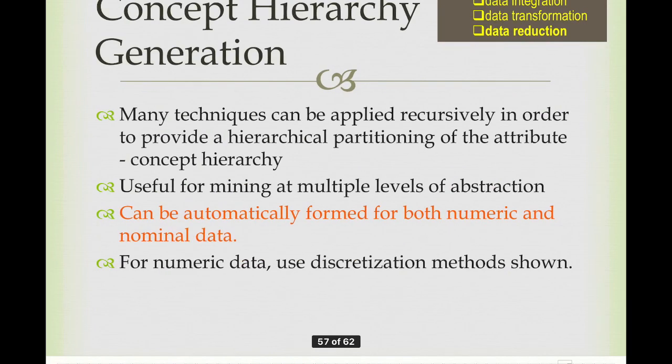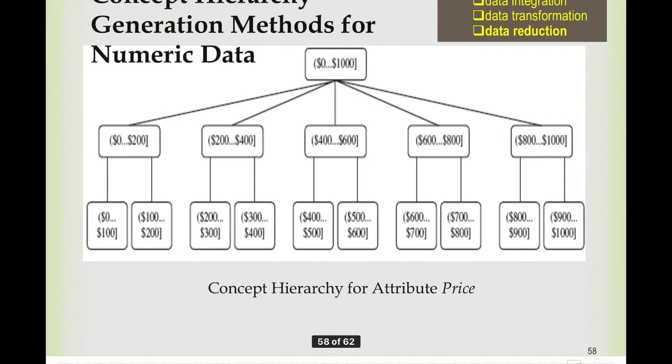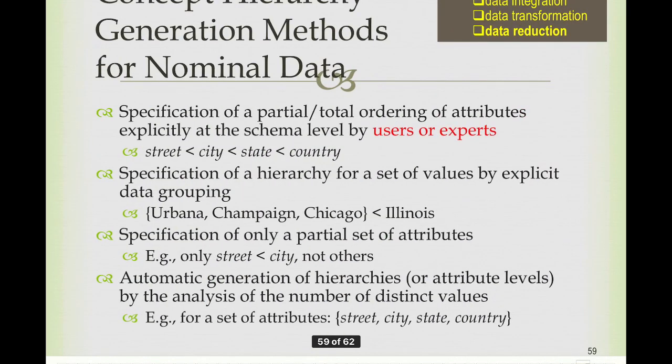And then it can be automatically formed for both numeric and nominal data. So in numeric data, how we apply the concept of hierarchy is by dividing the range of values into smaller ranges, okay? So from 0 to 1000, we give the hierarchy from here, 3 levels. We discretize the value here, reduce the value, okay?